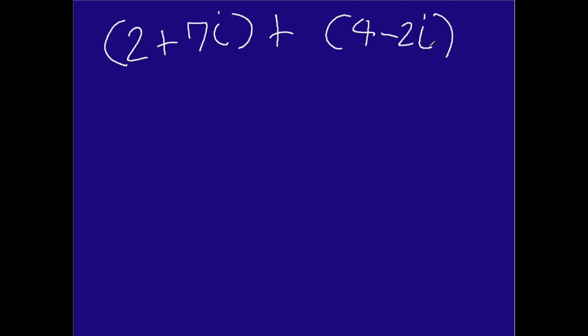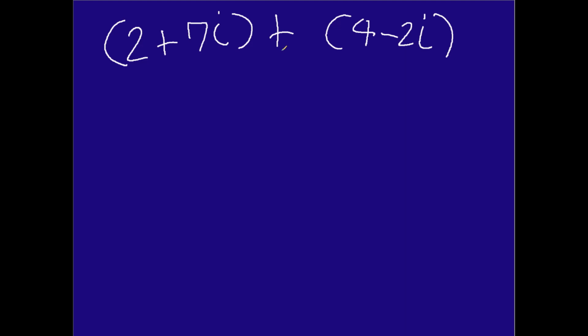Now we have something that is kind of what you're expecting. 2 plus 7i plus 4 minus 2i. Now this is more in line, like I've already said several times, with our definition for a complex number. We clearly have an A. This is our A. We have our BI here, etc. And what we need to do now is figure out how do we handle this.